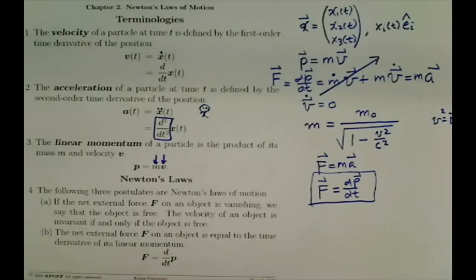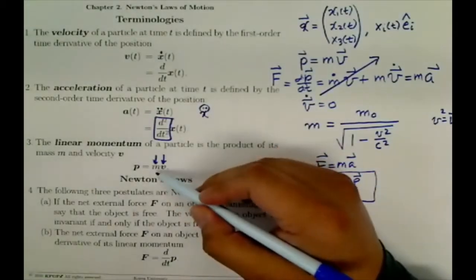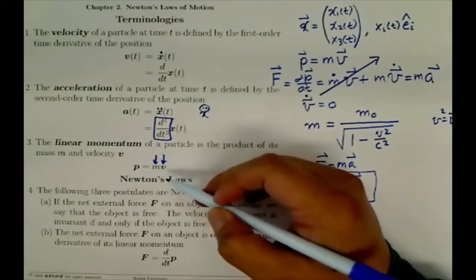Next, we consider the linear momentum of a particle. Linear momentum of a particle is defined by the product of mass and velocity of that particle.